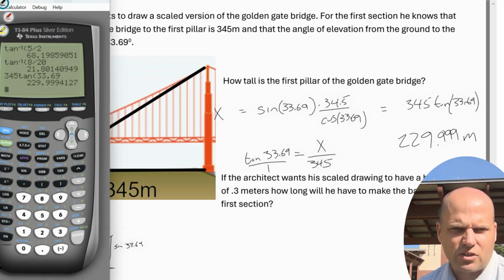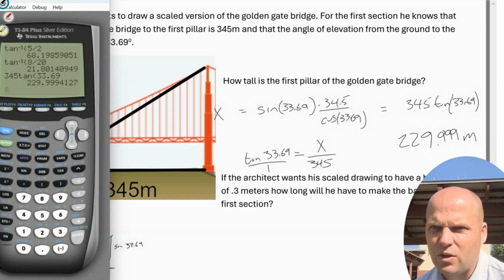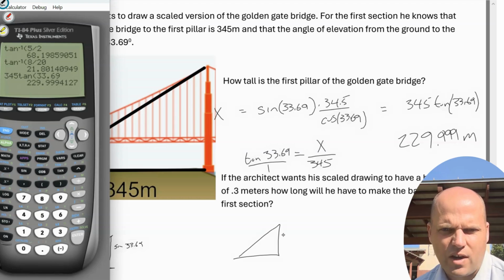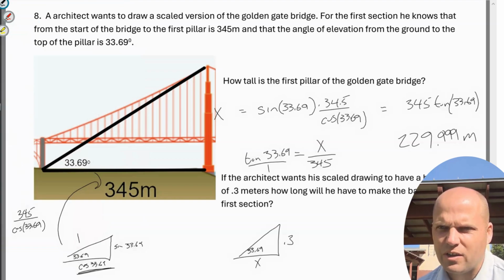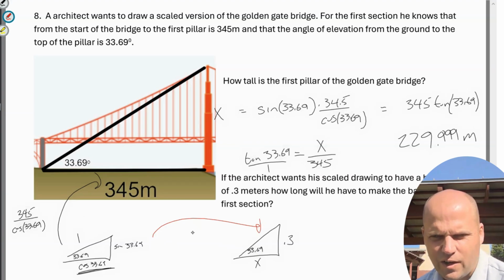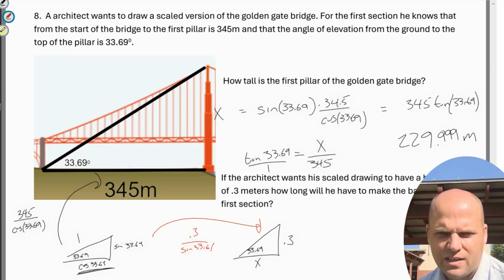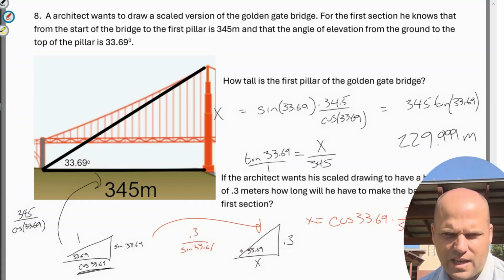The architect wants his scale drawing to have a height of 0.3 meters. So we want a scale drawing to have a height of 0.3 meters. How would he label the base section? Well, it's the same deal. You just start with this scale. Scale factor would be 0.3 over the sine of 33.69. So you would take the cosine of 33.69 and multiply it by 0.3 over the sine of 33.69. That's one way to find this length x.